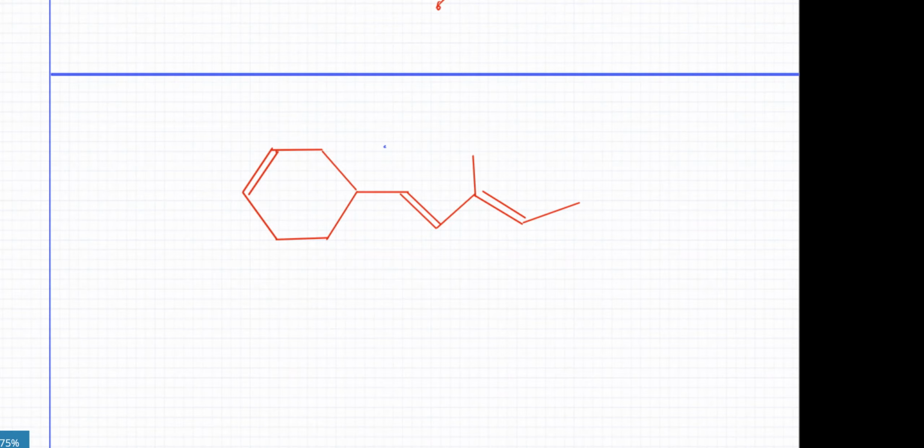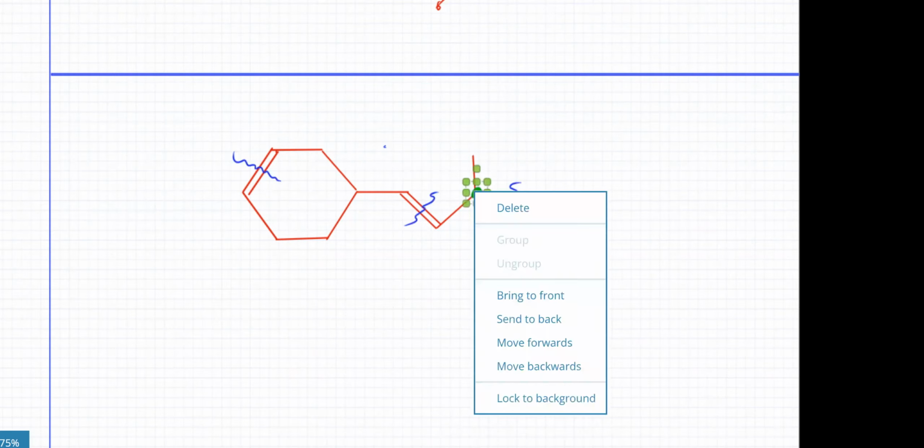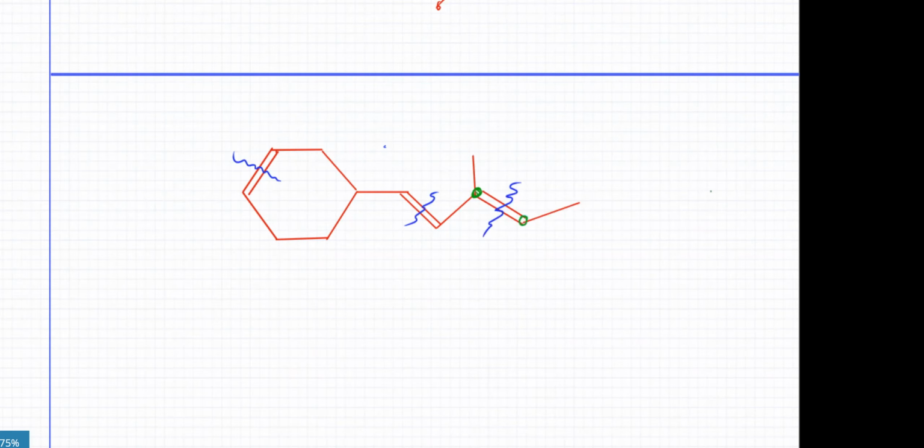So all the double bonds are going to get broken. This one is going to break, this one is also going to break, and this one is also going to break. So all of them are going to break. And you'll be focusing on these carbon atoms over here. What happens to this carbon atom, and what happens to this one?